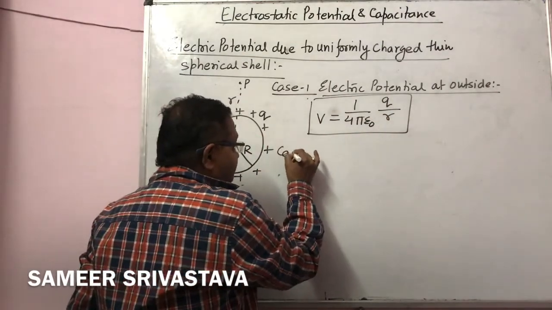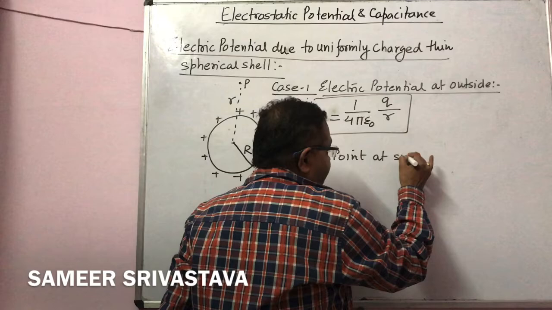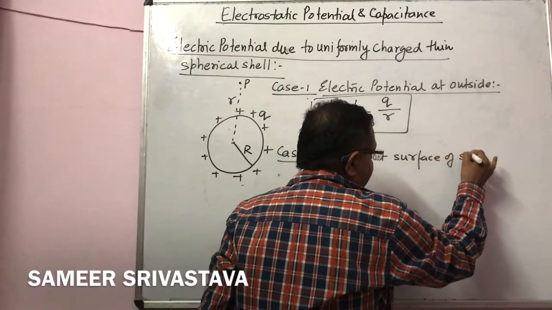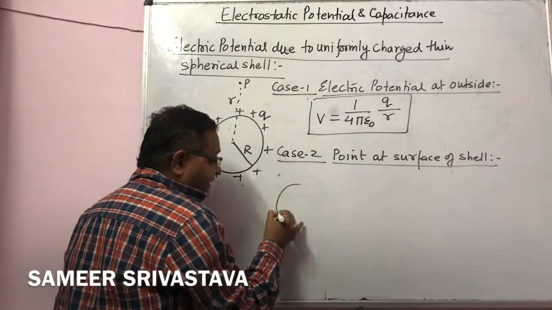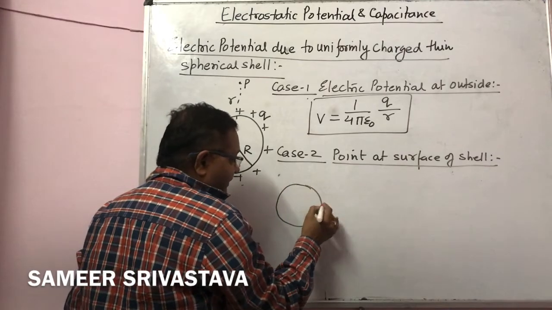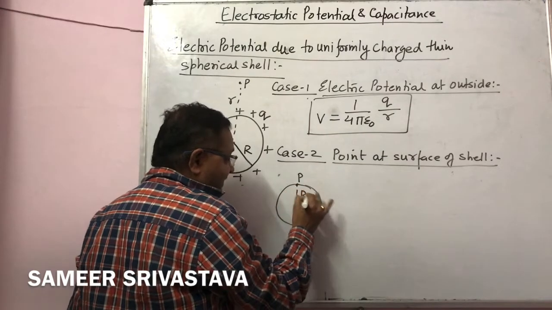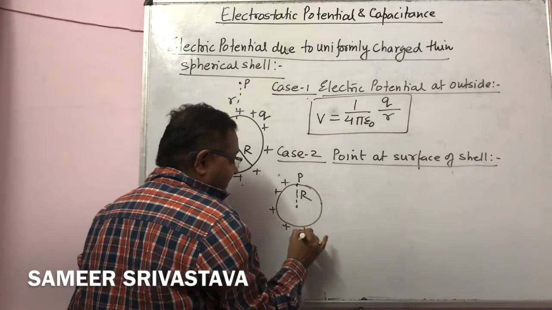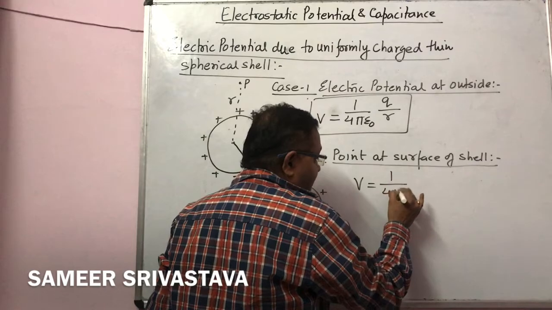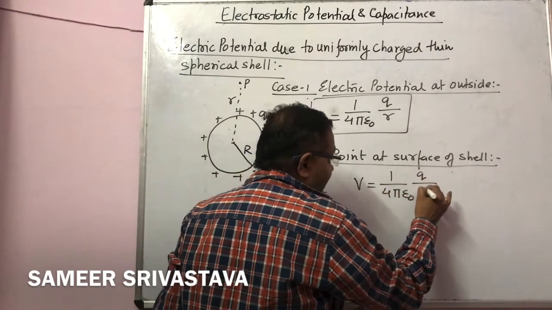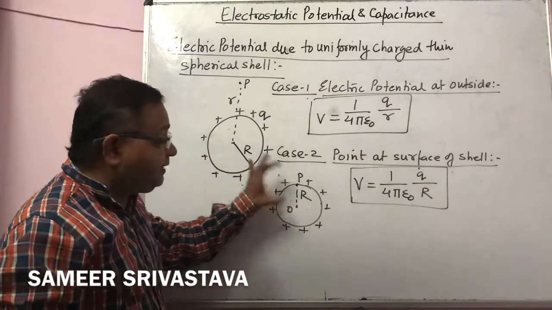Now for case 2, point at the surface of the shell. Now we have to consider the point at the surface of the shell. Here we have a shell, right? And we consider the point P on the shell. Now what about that distance? This is capital R and the spherical shell is uniformly charged. So here we write the formula as 1 upon 4 pi epsilon naught Q by capital R, because the distance between the center O and P will be capital R.